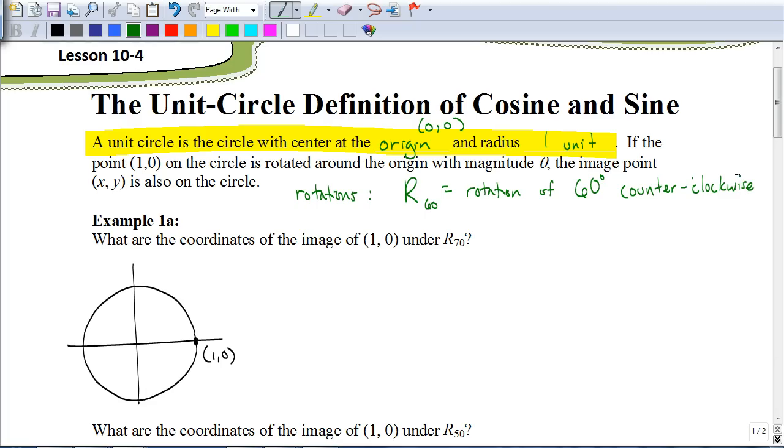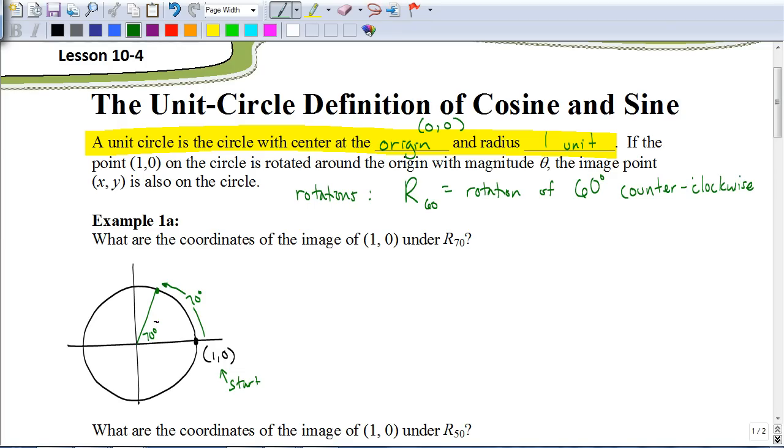So, if they say find a rotation of 70 degrees, by the way, these rotations always start at the point 1, 0. So for a rotation of 70 degrees, well, 90 degrees would be up here, so 70 degrees we'll say is right about there. So that would be a rotation of 70 degrees. That means the angle that's formed here would be a 70-degree angle.